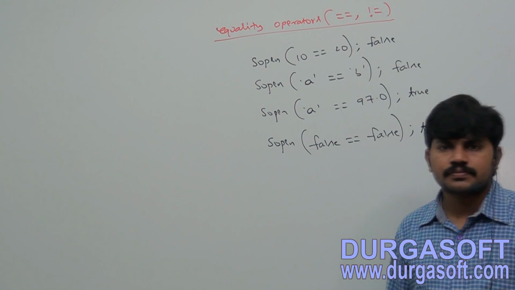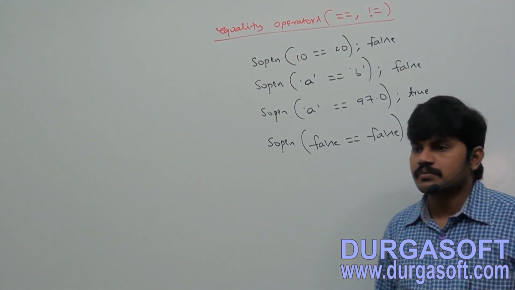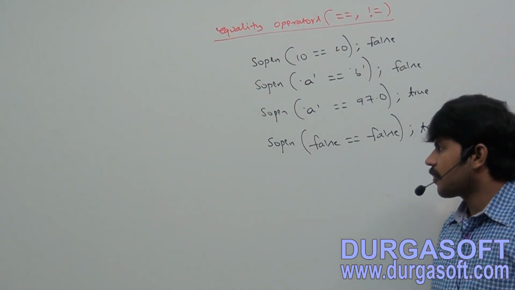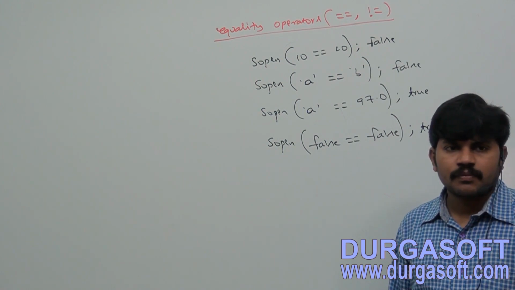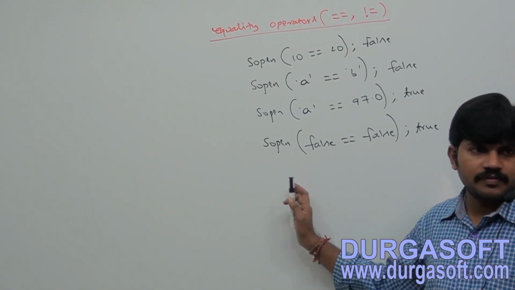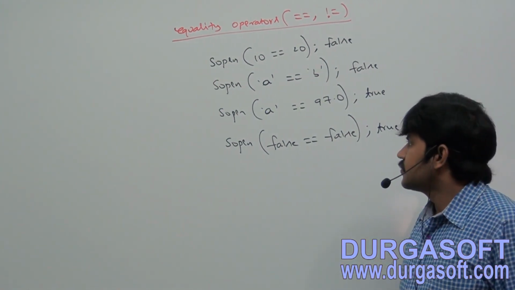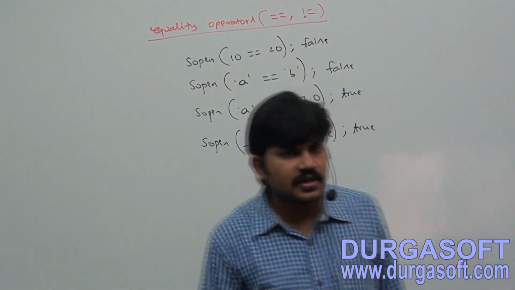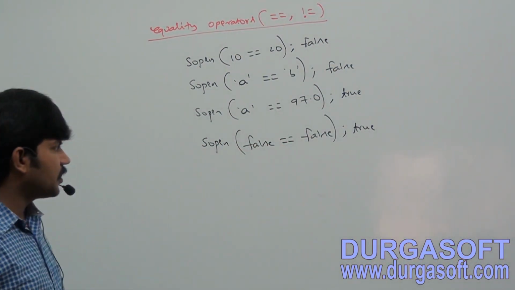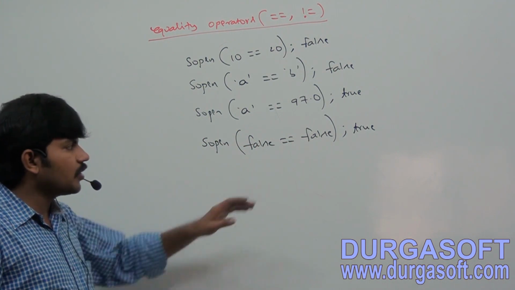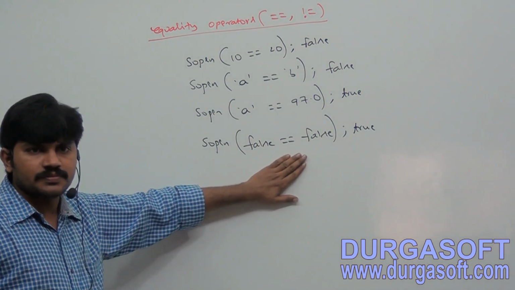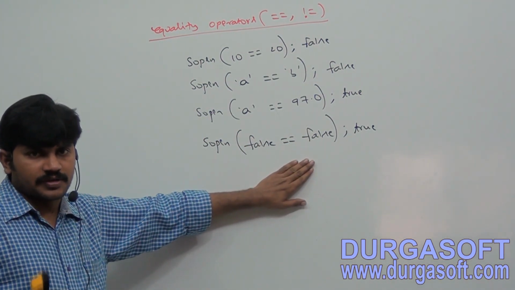Completed, I hope. So a double equal to 97.0 is nothing but true. False double equal to false is nothing but true by default. Clear for all of you, right?